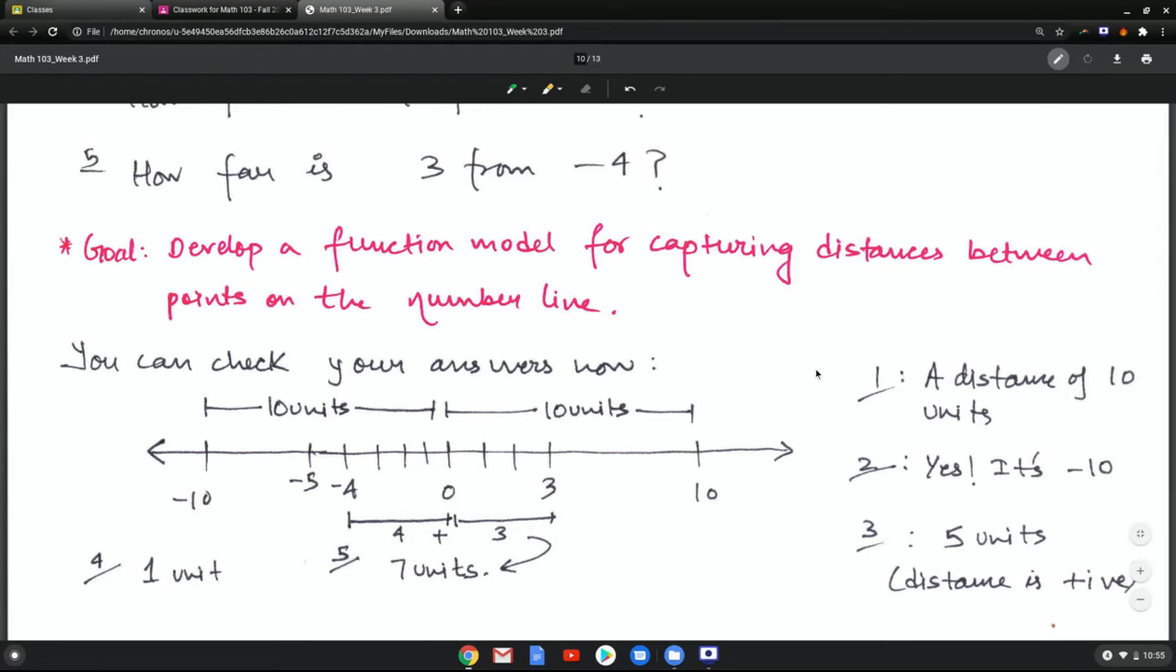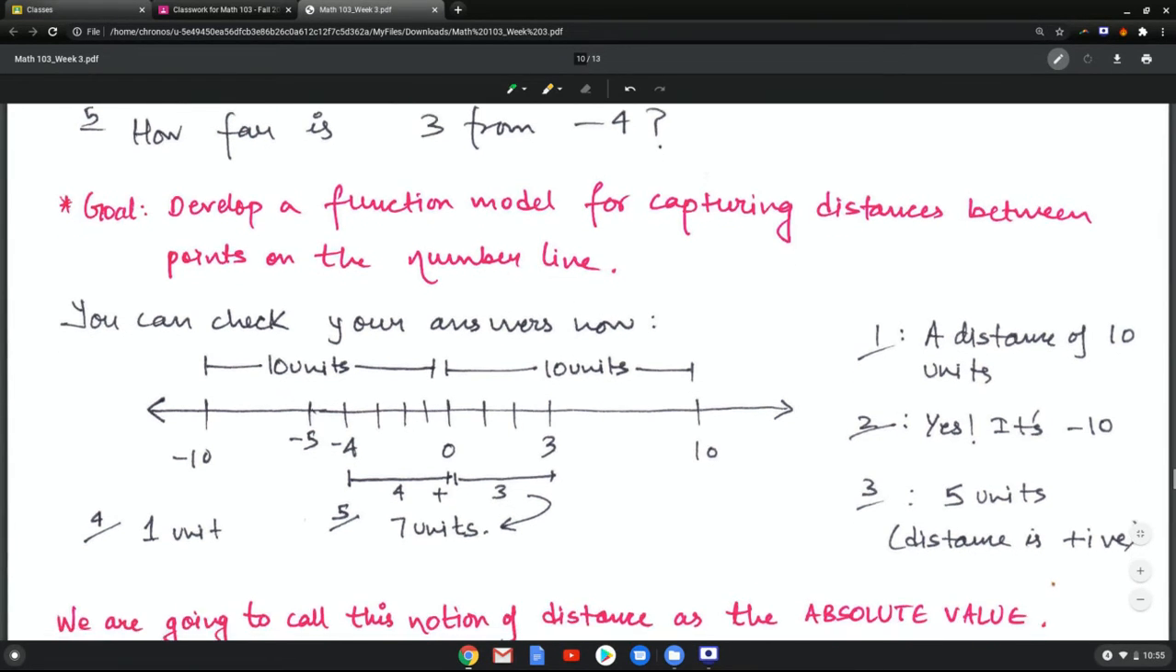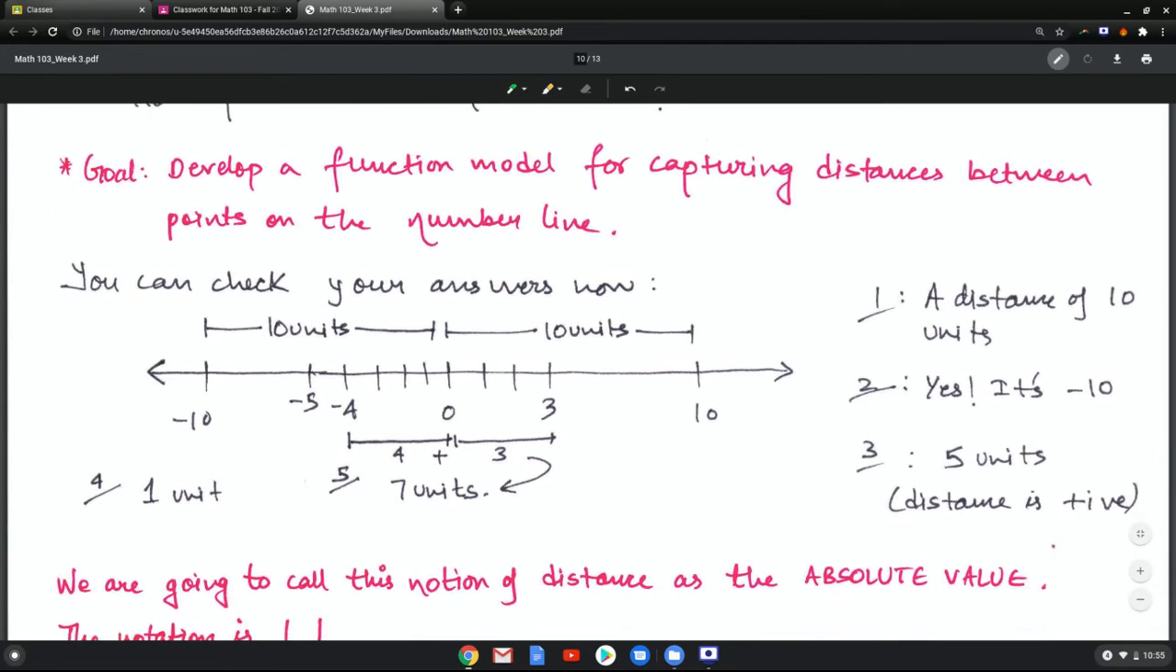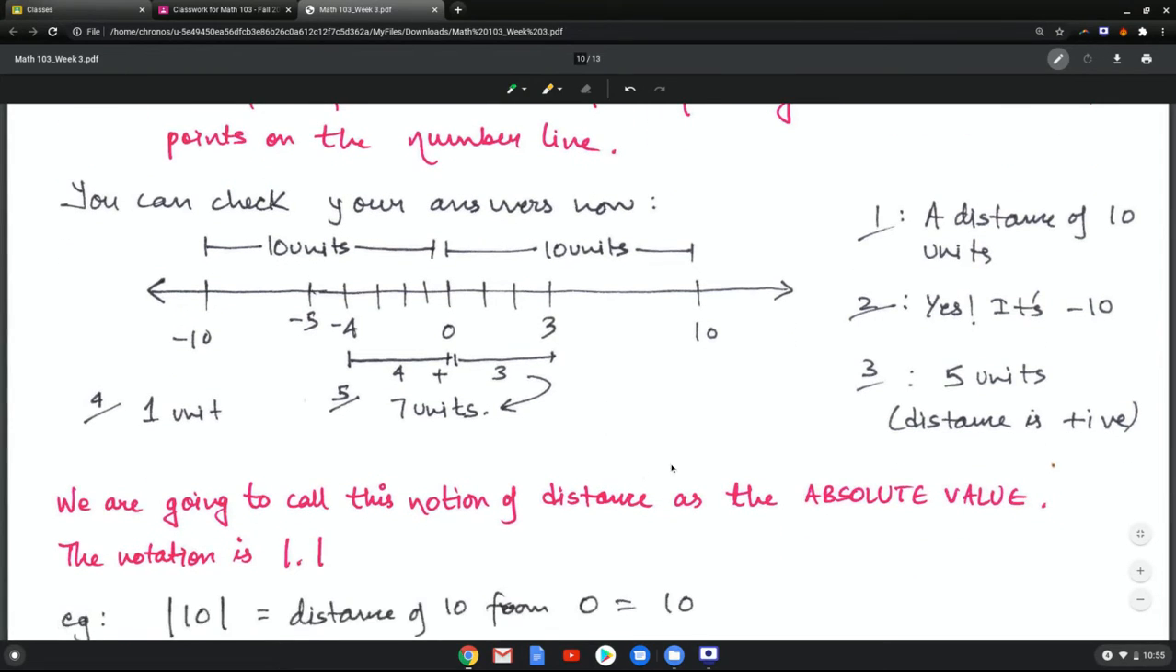Well, the first one is at a distance of 10 units. Second, yes, there's another point which is negative 10. It's also 10 distance from 0. Third one is 5 units because distance is positive. And the fourth one is 1 unit. The fifth one is 7 units. As you can see, the distance between negative 4 to 0 is 4. And the distance between 0 and 3 is 3. So add them up to get 7 units. This notion of distance is called absolute value, and the notation is 2 vertical bars.